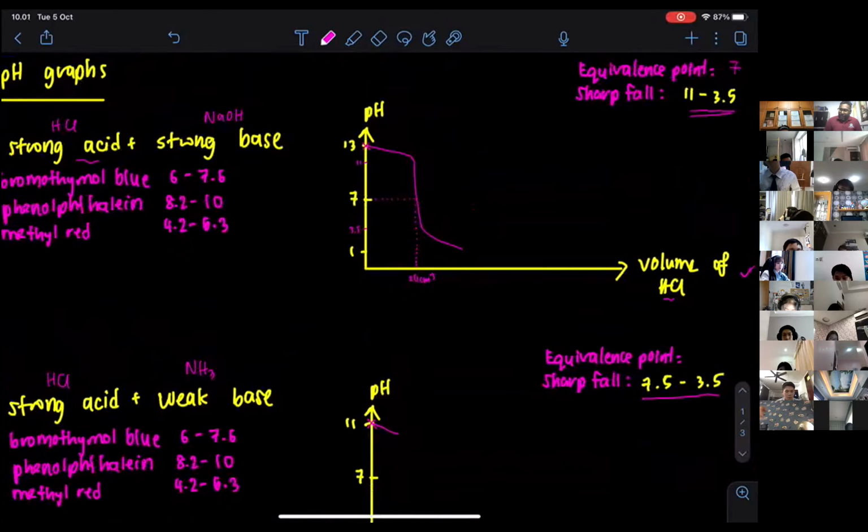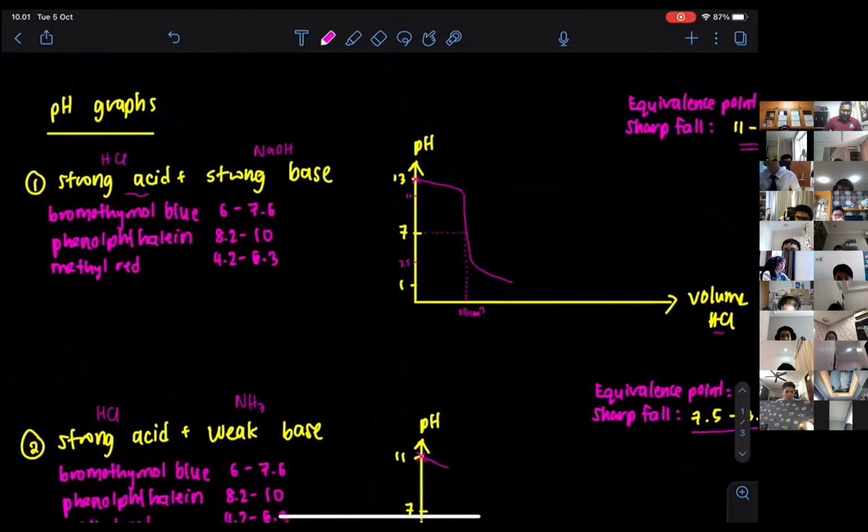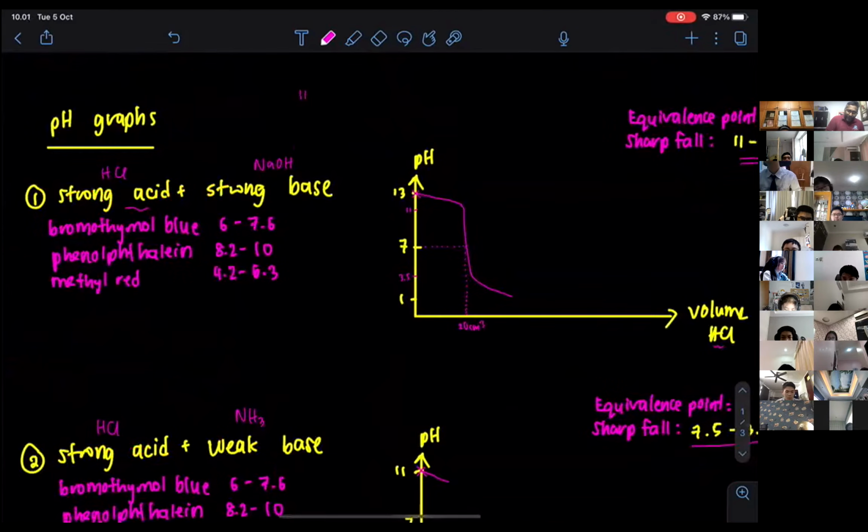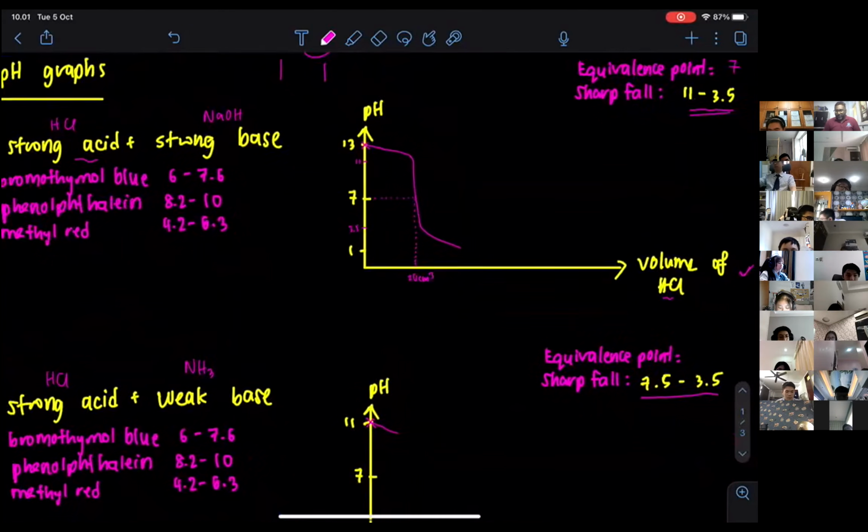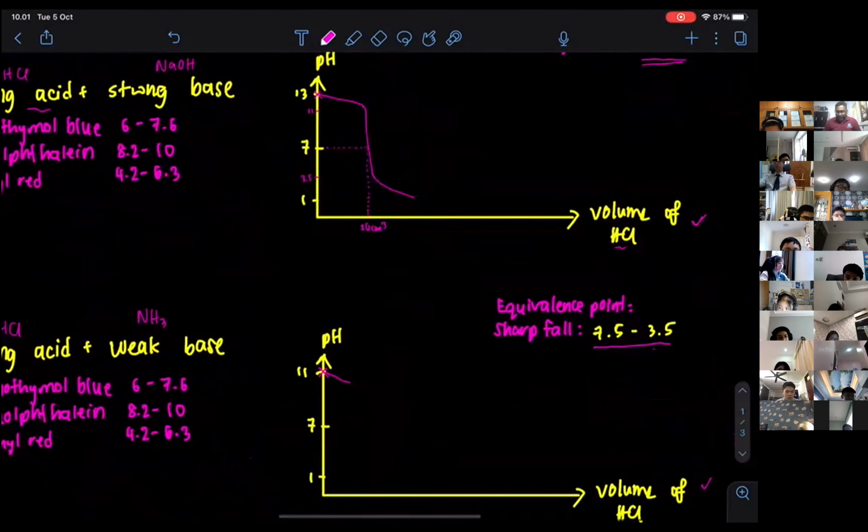Whenever you're dealing with strong acid, weak base, just remember like this. If you have 11 all the way to 3.5, and you are dealing with strong acid, it means strong acid will be more towards 3.5. So just take something from the middle of 11 to 3.5. What is the middle? The middle is going to be somewhere at 7. So that's why the sharp fall will happen at 7.5 to 3.5.